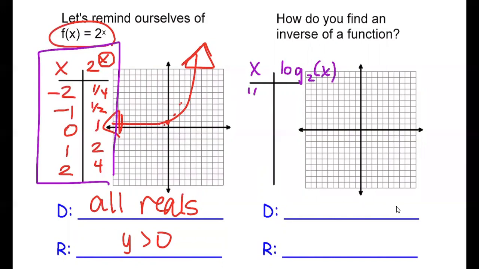This first point would be 1/4, -2. My next point would be 1/2, -1.